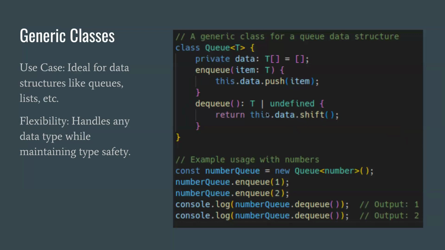Similar to generic interfaces, this Queue class can handle any type of data, whether it's numbers, strings, or objects, while maintaining full type safety. We're showing an example of handling numbers, but we can replace this with strings or objects.